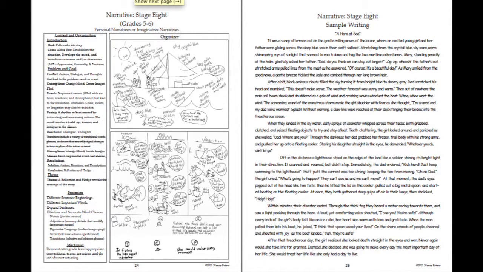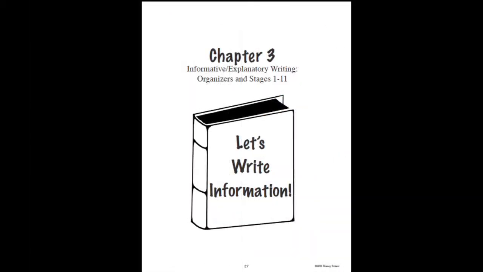Pages 24 and 25 will end. It's our final stage of writing, and this is for grades 5 and 6. Just like the previous stage, whether it's personal narrative or imaginative narrative, you're using the same organizers, you have the same descriptors, and then over here we have a sample piece of writing. Chapter 3 is going to be organized exactly the same way as the narrative chapter was.